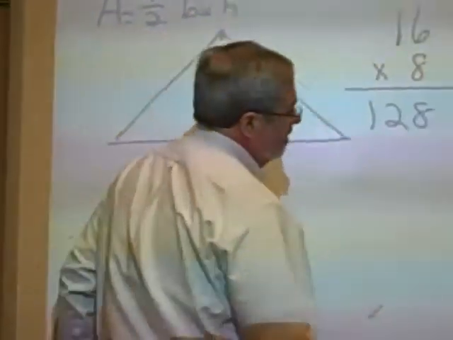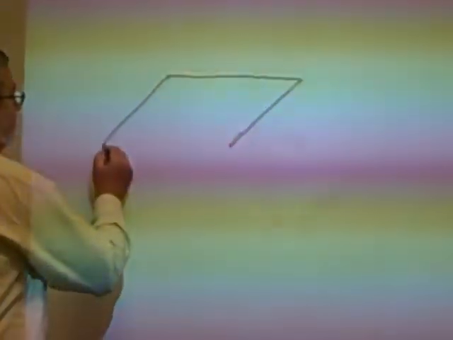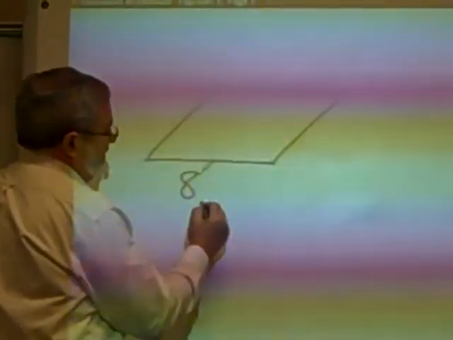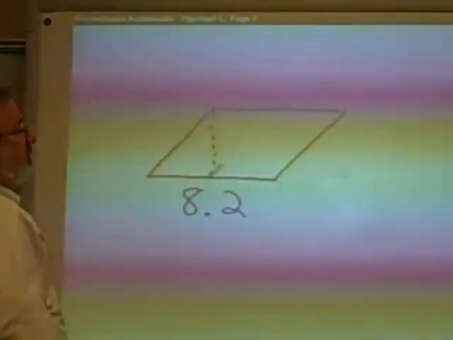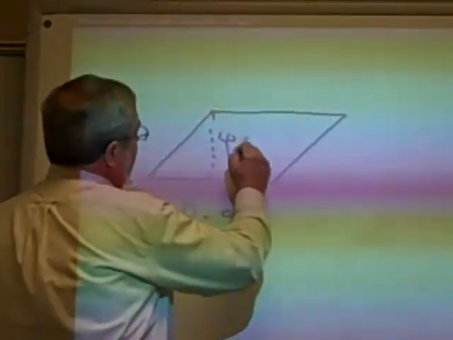Now, let's look at one more right quick before we stop for today, and then you'll have some opportunity to work some on your own. If I've got this parallelogram, and keep in mind my drawing is not like it should be, we'll do the best we can here. Let's say this one has a base of 8.2. Your dotted line right here, let's call this one 4.5.